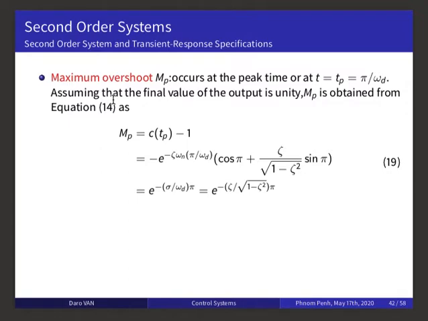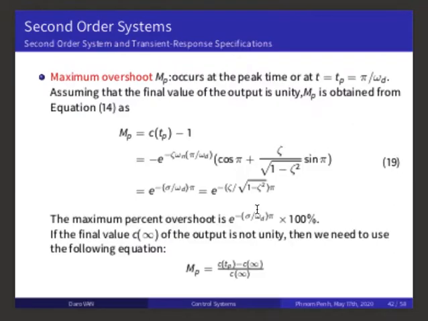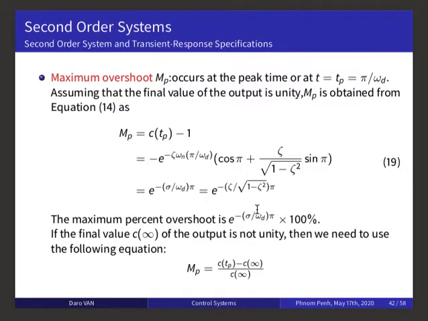First, we need to assume that the final value of the output is unity, simply for simplicity. Then the maximum overshoot equals C(Tp) minus 1. This is the result. If the final value C(infinity) of the output is not unity, then we need to use the following equations.